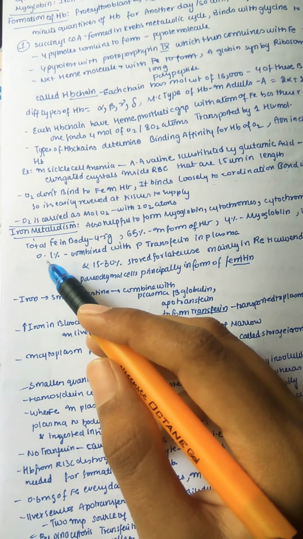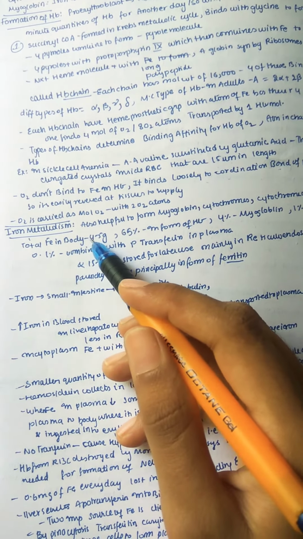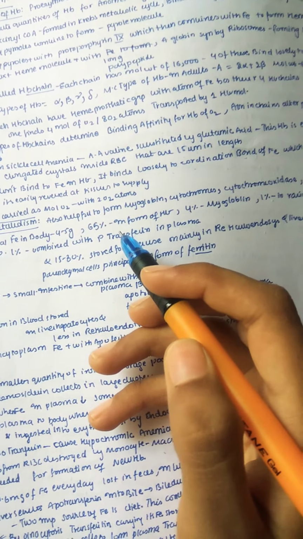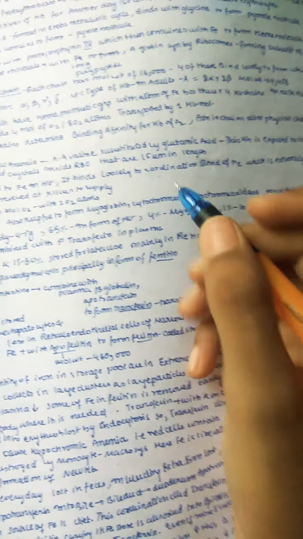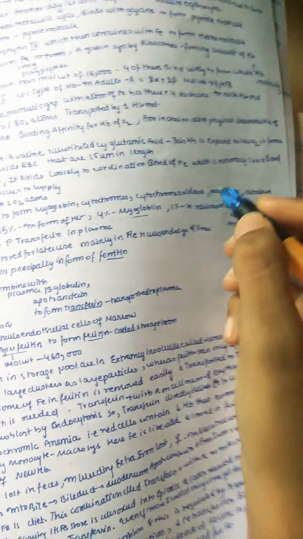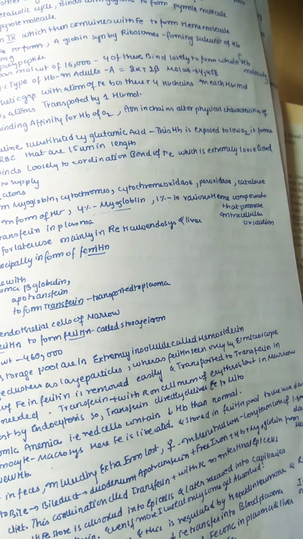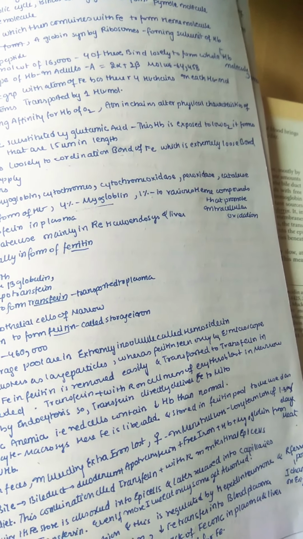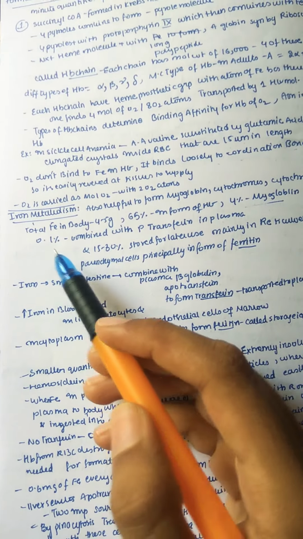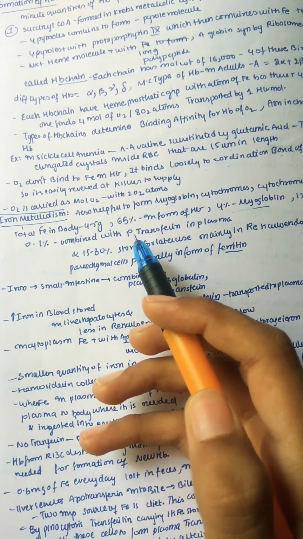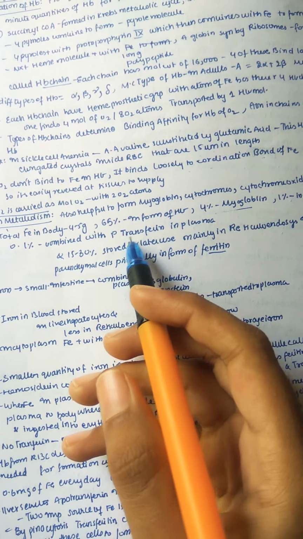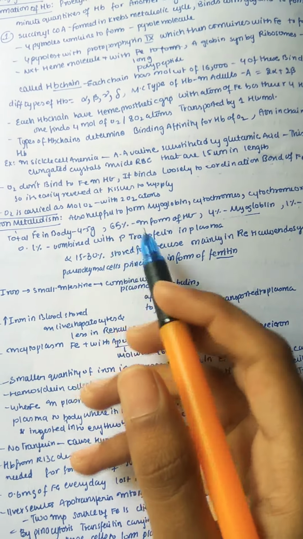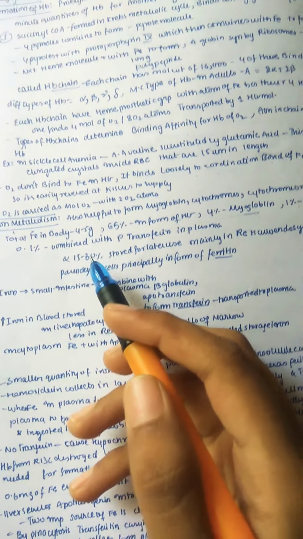So in iron metabolism, the total ferrum present in our body is only 4 to 5 grams, and 65% is in the form of hemoglobin and 4% is in the form of myoglobin. Only 1% is in various heme compounds that promote intracellular oxidation. And 0.1% is in combined form with the protein transferrin in the plasma.